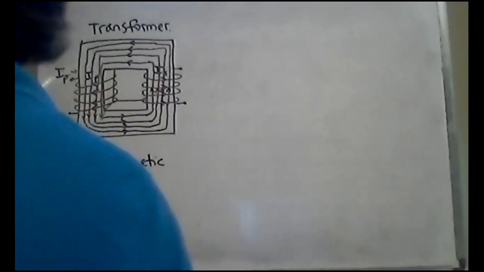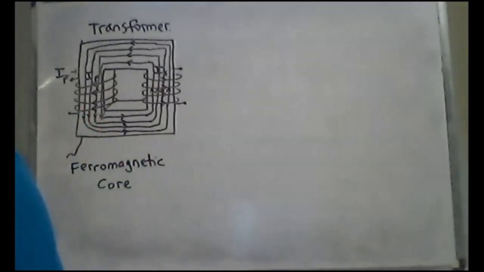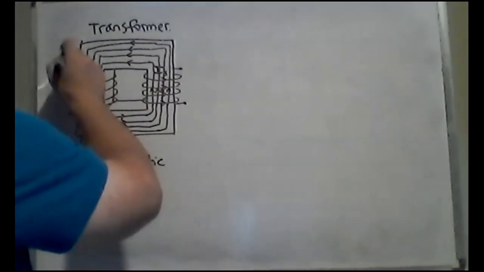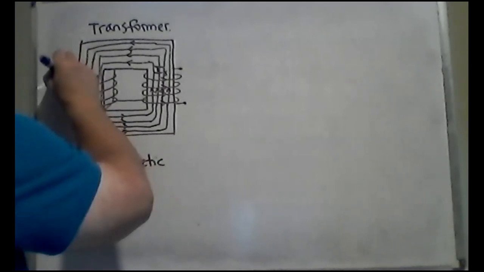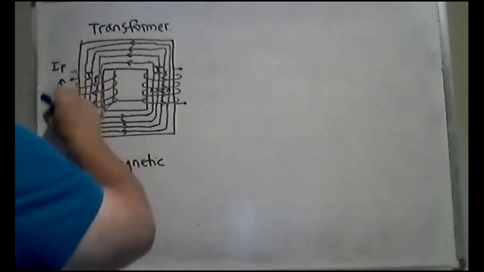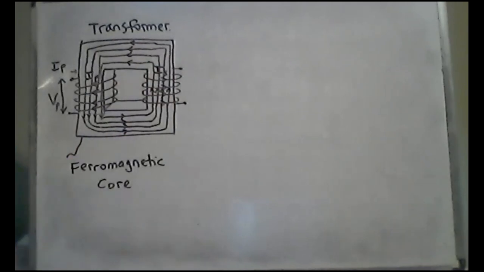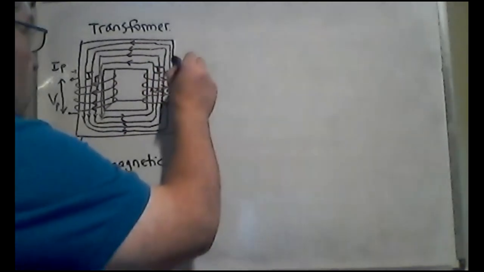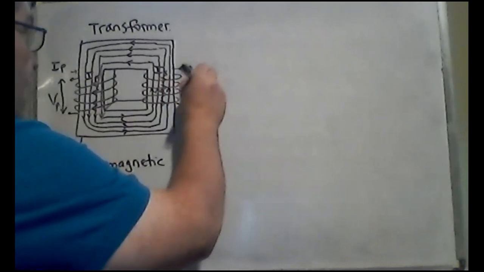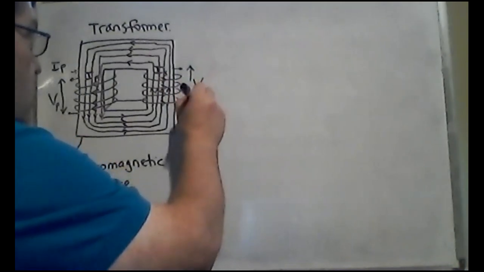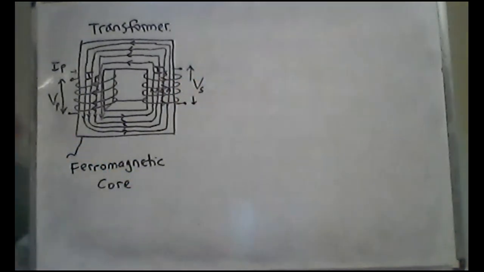So across each of these, this is an input current, I sub P. There's going to be an input voltage across, where, let's say it's being plugged into the wall, and it's transforming to another voltage. It could be a higher or a lower voltage. And that we call the secondary. So there are two coils involved here, a primary coil and a secondary coil.